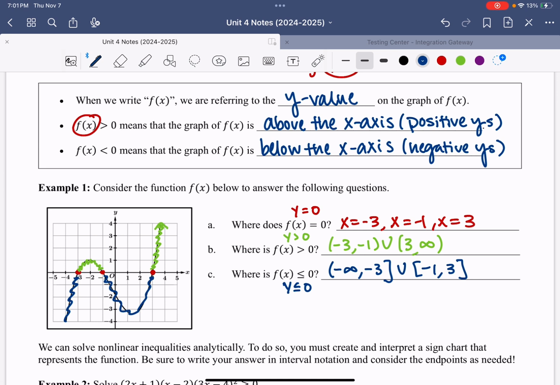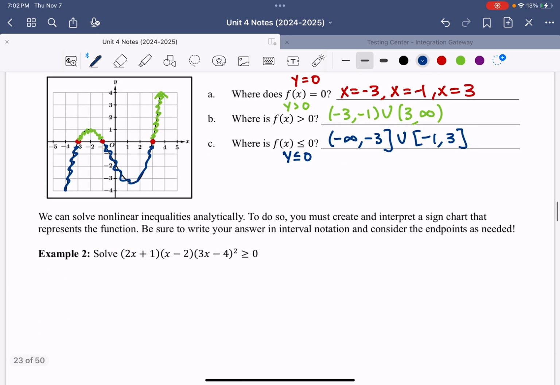However, I know that you all are pretty comfortable with graphs, but we do need to learn a new way to do this. We can solve nonlinear inequalities analytically. To do so, you must create and interpret a sign chart that represents the function. We're going to make sure that we write our answer in interval notation and consider the endpoints.